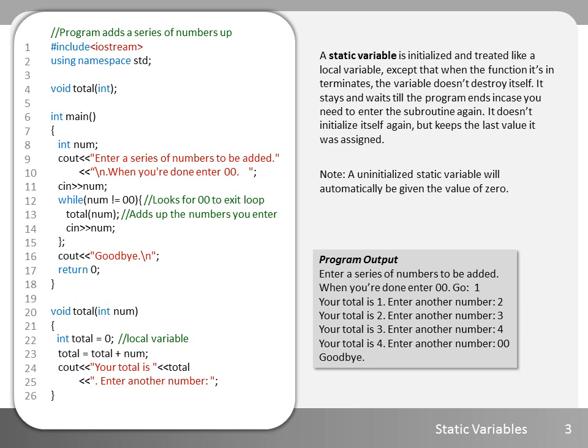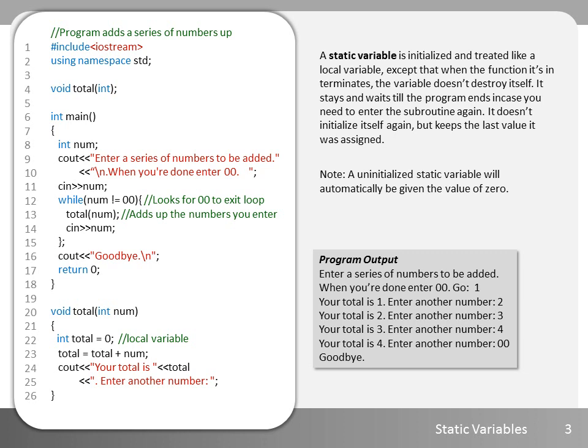This program adds up numbers entered by the user until it reads a double 0. Let's run through it. Now, in line 8, num is declared an integer variable. Then, in the following line, the message, enter a series of numbers to be added, when you're done, enter double 0, is printed. Then, we have a while that checks the numbers entered to make sure that double 0 isn't entered. If it is at any moment, the program ends. For this example, let's enter the numbers 1, 2, 3, and 4.